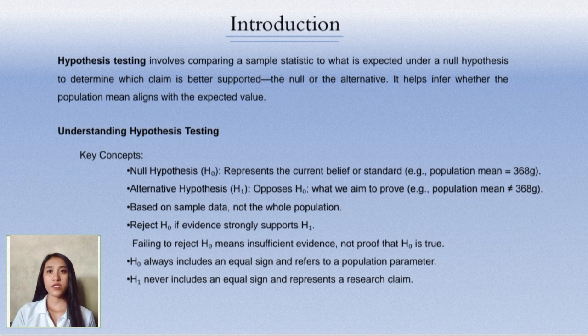Now, the alternative hypothesis is a new idea that we want to test. Since for the first one, we already believe that the average is 368 grams, in the alternative hypothesis, to challenge the null hypothesis, we would say that the average weight is not 368 grams.